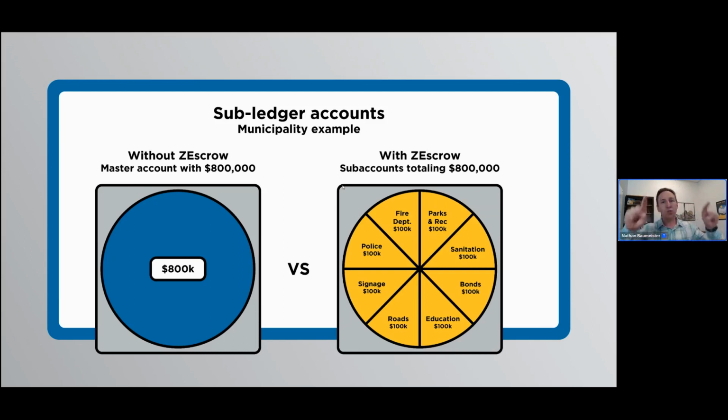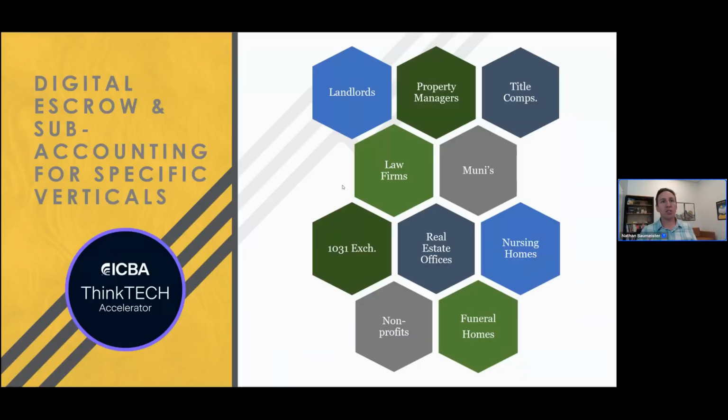So when you take those two broad use cases, then the question becomes, what are the industries where you see this fairly often? And so that's where we have landlords, property managers, title companies, law firms, municipalities, 1031 exchanges, real estate offices, nursing homes, nonprofits, funeral homes, and there's many other ones where this falls into. And each of these kind of have their own nuances and how it works.